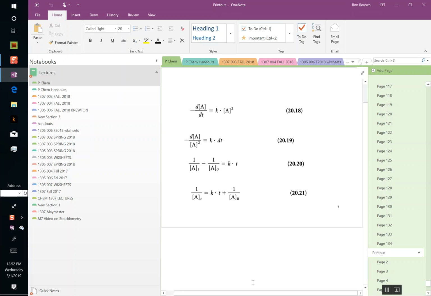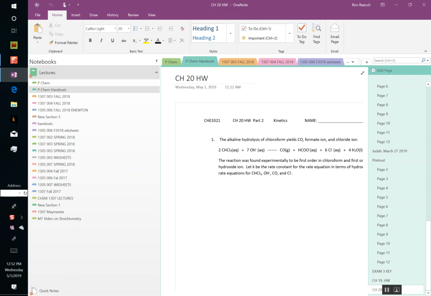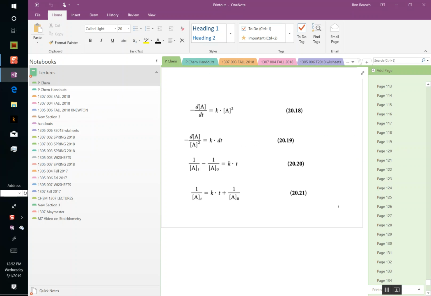We will touch on the homework. I've got it right here. Chapter 20 homework. Eventually we'll pull this up and look over a couple of these, make a few comments on the homework, and get you going on that.